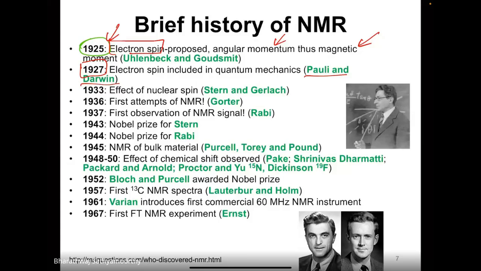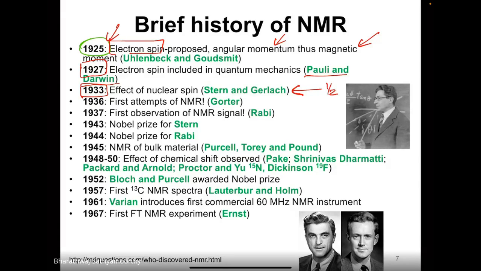It was actually not until the next six years that Stern and Gerlach did an experiment with, I think, silver foil, or aluminum foil, I don't remember right now, where they were able to demonstrate that indeed electrons have their own spin, and that the spin quantum number is half. This was actually a revelation by itself.